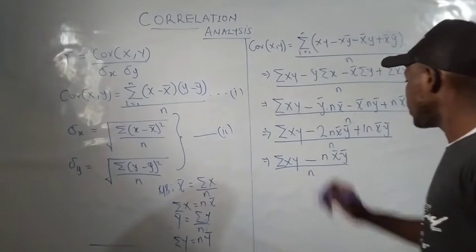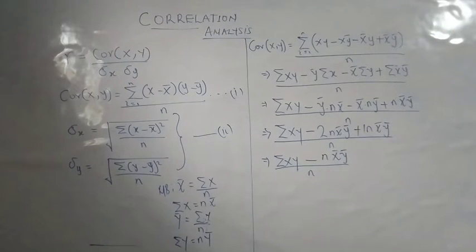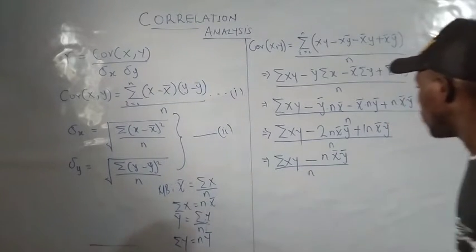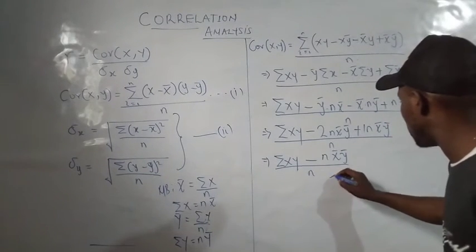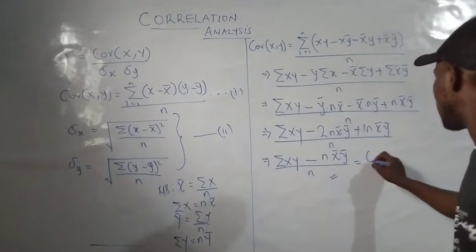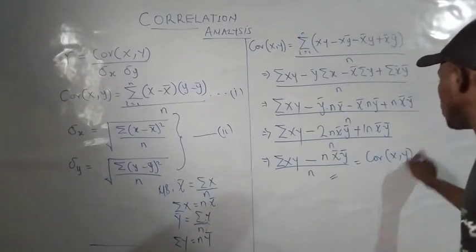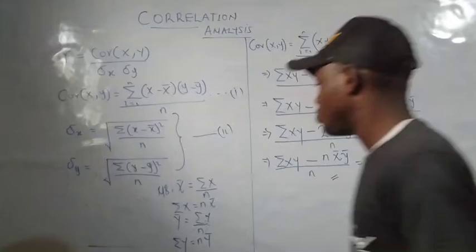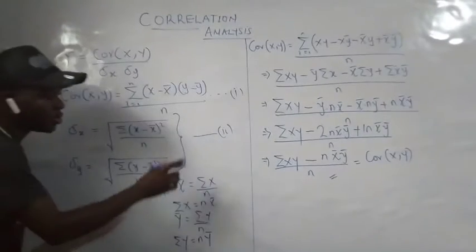Actually, hopefully you are still with me. So we have simply simplified the covariance of xy to be this. Please, I'm going to be keeping this so that we will not need to write this again.